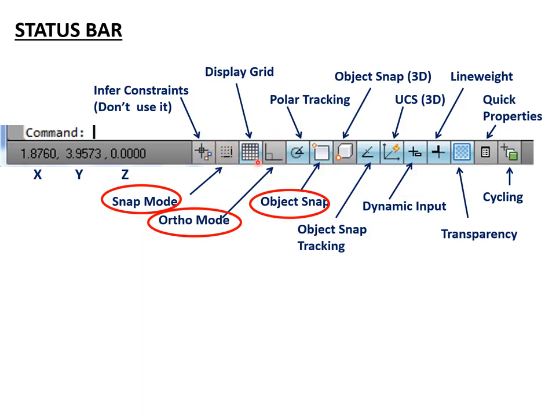Another one you want to have turned off is ortho. Ortho will limit your movement with the cursor if you have it on, so turn off ortho. One that you do want to have on is the object snap. You want object snap turned on so you can snap to the endpoints of a line, for example. Next slide.